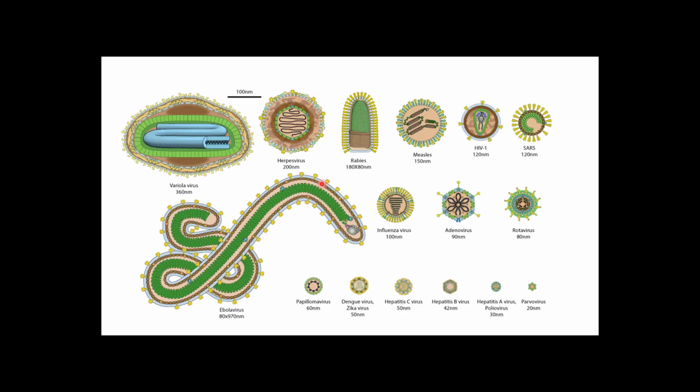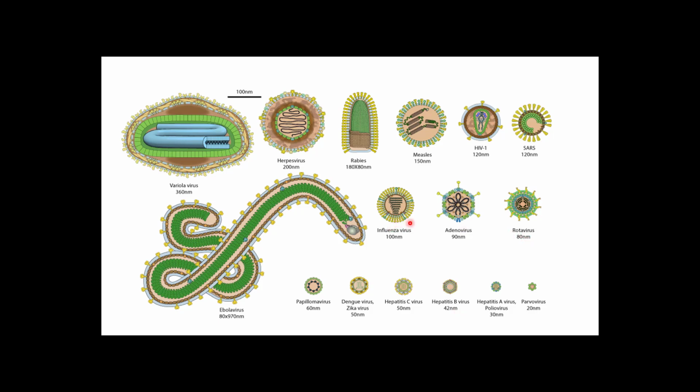This is just an image to give you an idea about the sizes of the viruses. Let me start with the hepatitis C virus. If you look at the size, this is 50 nanometer. The hepatitis B virus is only 42 nanometer. The rotavirus is only 80 nanometer.